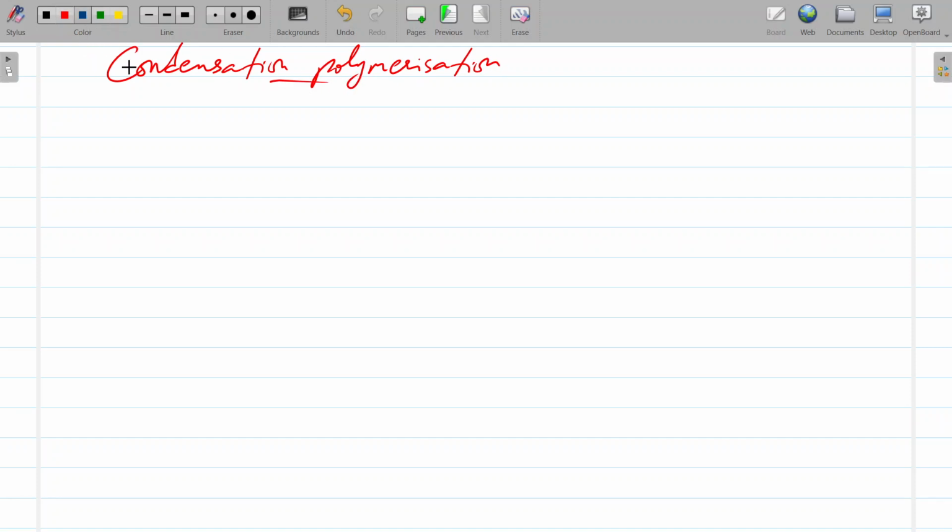Right, so earlier on in the previous chapter we talked about addition polymerization. This time we're going to talk about condensation polymerization. And this is the last topic of your organic chemistry, thankfully.